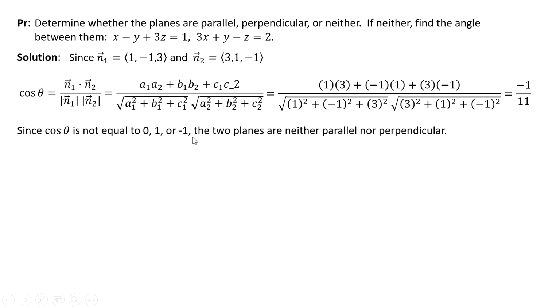But since none of that happened, the two vectors are not parallel or perpendicular, which means the planes are not parallel or perpendicular. And we find theta to be 95.216. Just take the cosine inverse of this, and make sure that you pick an angle between 0 and pi. I happen to pick degrees, 0 and 180 degrees.